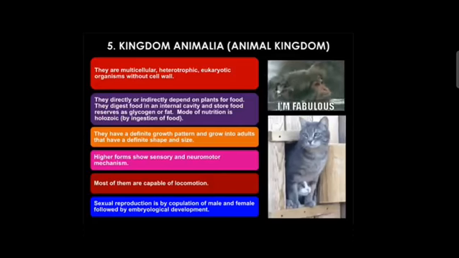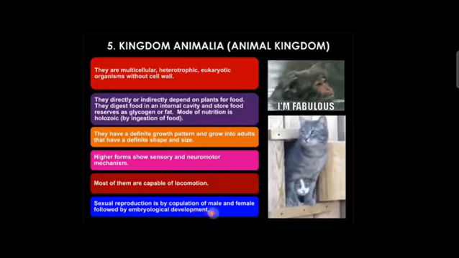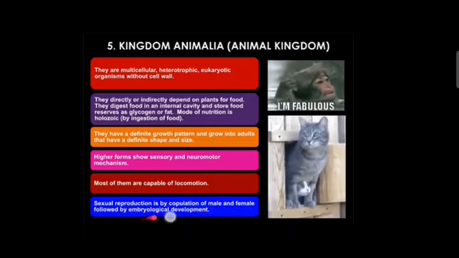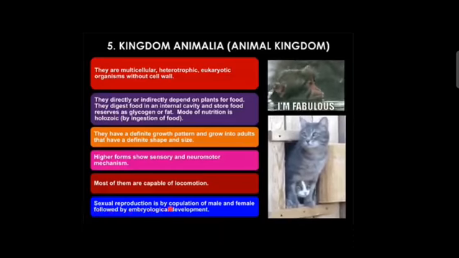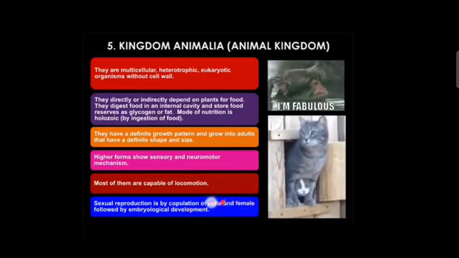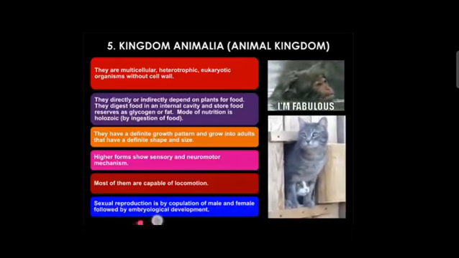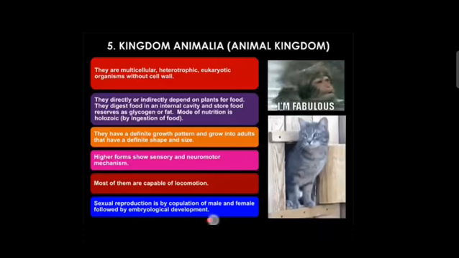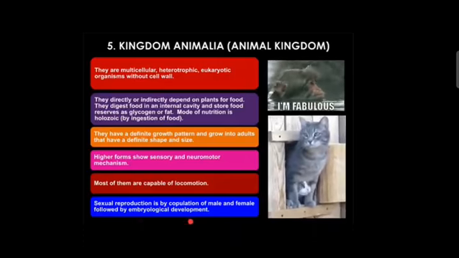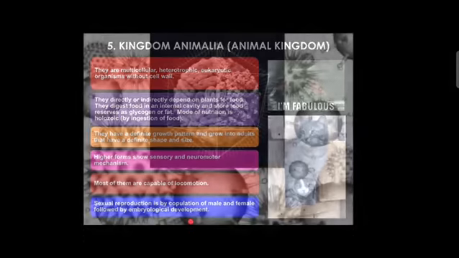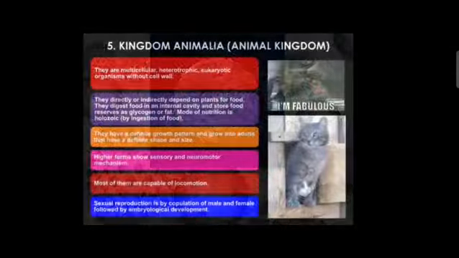Then sexual reproduction is by copulation of male and female, followed by embryological development. So usually sexual reproduction is observed in the animals, and it is by the copulation of male and female. That is, the male gamete is sperm and the female gamete is egg. They fuse together, then the zygote is formed, and the zygote is converted into the embryo, and that embryo will start developing into the adult. Clear? So that is called embryological development. Clear? So that is about the kingdom Animalia.